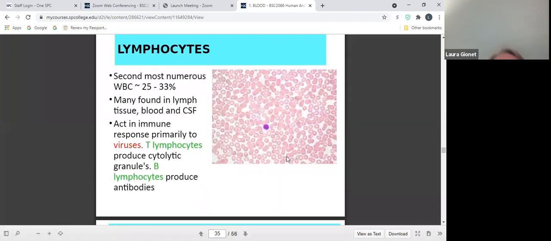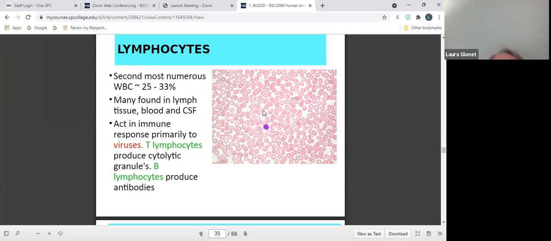Lymphocytes, that's the next cell. This is the second most numerous, about 25 to 35% of your white blood cells. You can see this lymphocyte right in the center here. It has a very large dark staining nucleus. However, you should see some light violet cytoplasm either around the entire circumference of the cell or maybe off to one side, kind of like a crescent moon appearance.